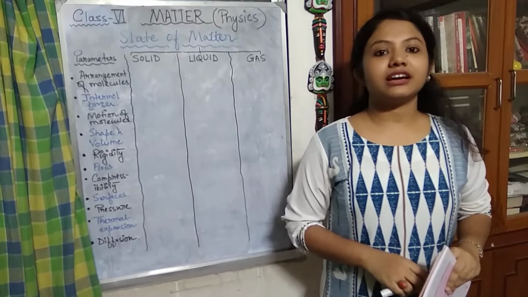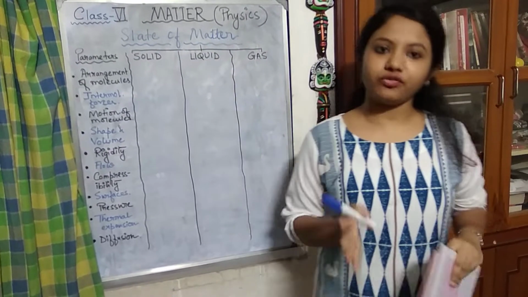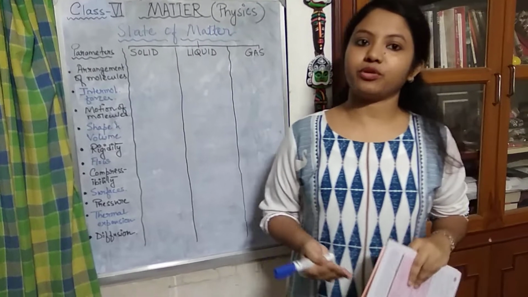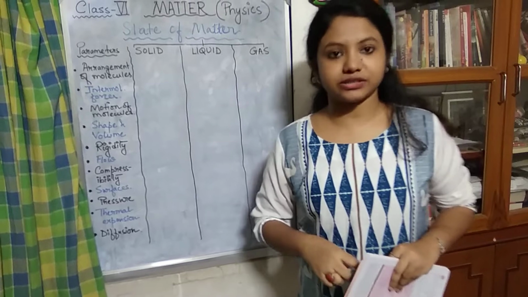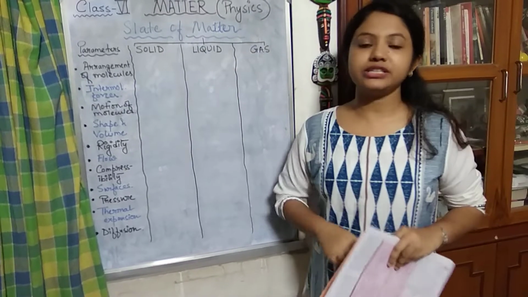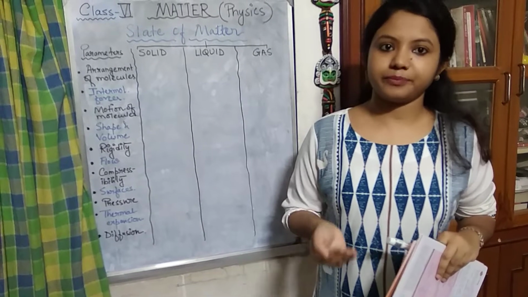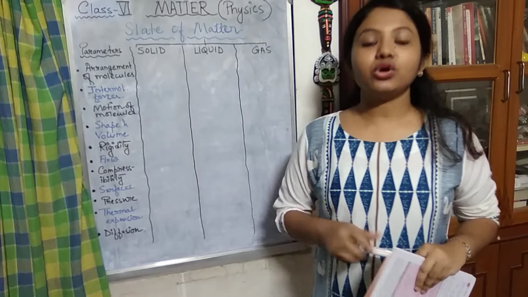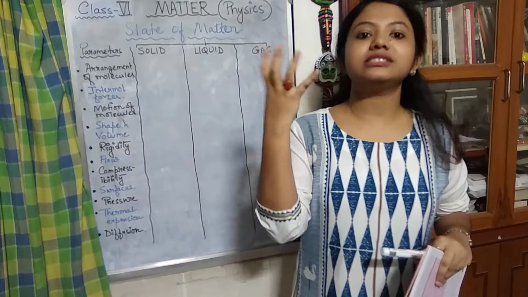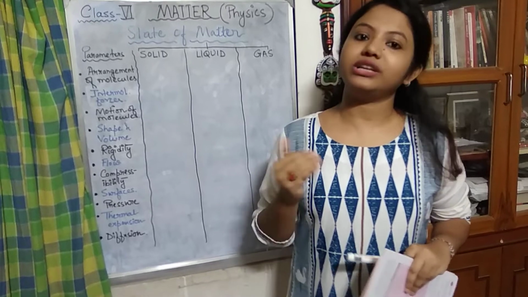In our last class, we went through an overview of matter and what it is made up of. Today we will study the states of matter. Before going into it, we will discuss a bit of what we have studied so far. So what is matter in a nutshell? Anything which occupies some space and has definite mass, we call it matter.